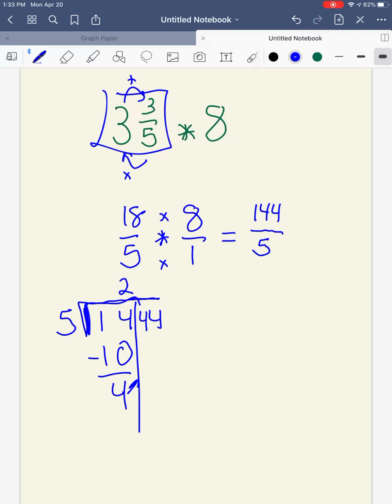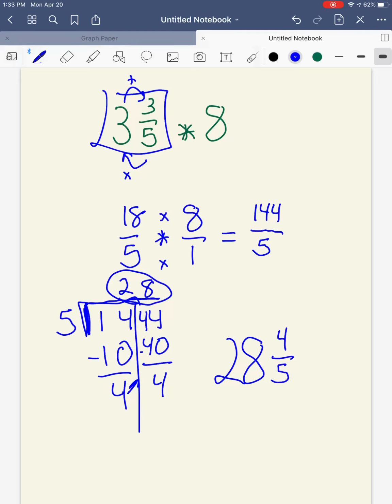So how many groups of 5 can I get out of 44? Again, almost 9, but it's not. It's 8. 8 groups of 5 is 40. Subtract, and I am left with 4. And again, don't leave that as a remainder. I don't also have to turn it into a decimal. I'm dealing with fractions here. I can leave it as a fraction. So my whole number is 28. And my 4 extra are what they were to begin with. They're fifths. So it's 4 fifths. So 3 3/5 times 8 gives you an answer of 28 4 fifths.